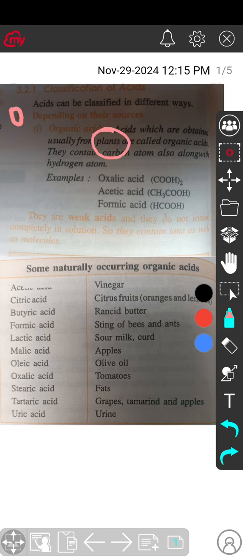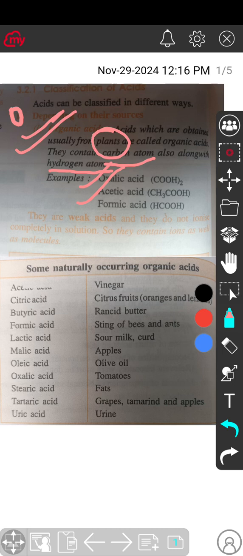From plants, they contain carbon atoms also along with hydrogen atoms. You can see the examples: oxalic acid, acetic acid, formic acid. Oxalic acid contains C and H. Acetic acid, C and H. Formic acid, C and H. So they are organic acids. Something special about these three: the organic acids are weak acids because they do not ionize completely. We are going to study that afterwards.